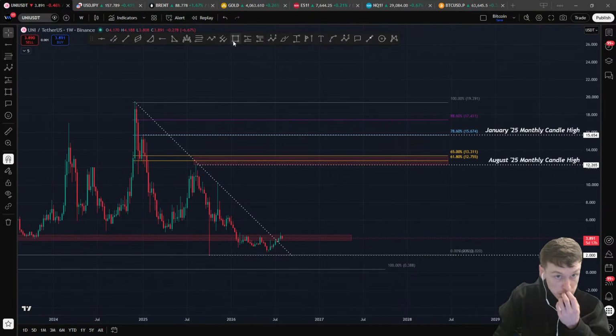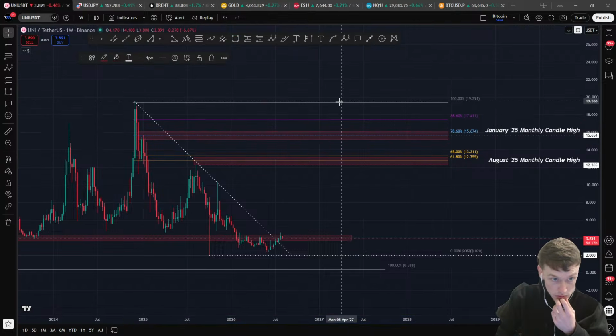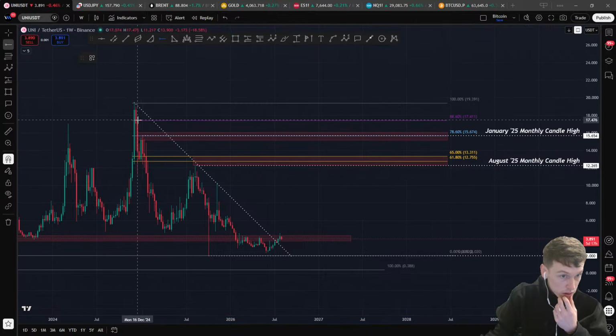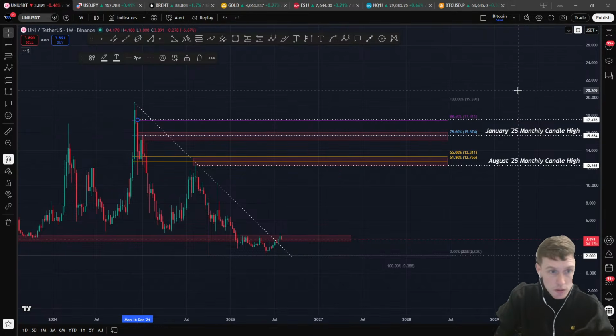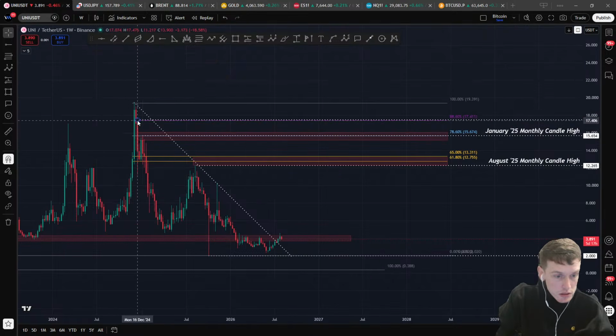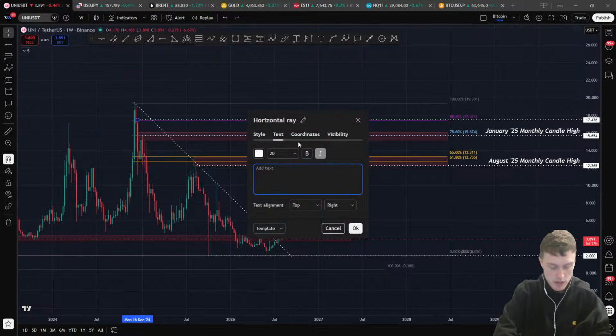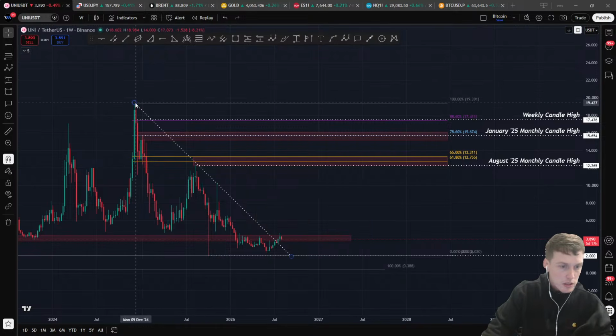Alrighty, that's two distinctive, very keen upside levels of resistance. They all just align perfectly with weekly candle highs, December monthly candle highs, I should say. Weekly candle high. Was this cycle's high? Yep.